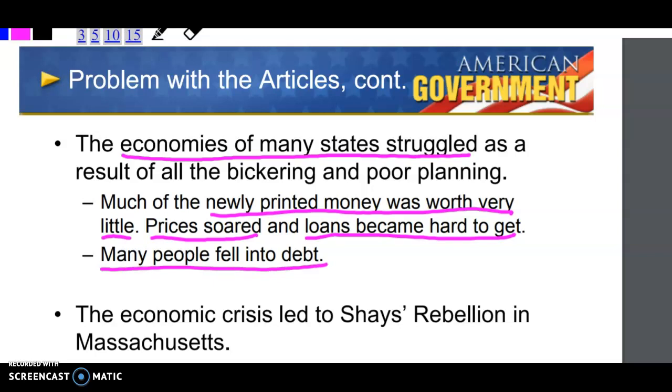This led to an economic crisis, which caused a rebellion, and that is known as Shays Rebellion, and that happened in Massachusetts. You can abbreviate Massachusetts as MA.